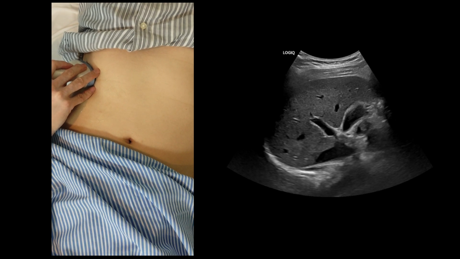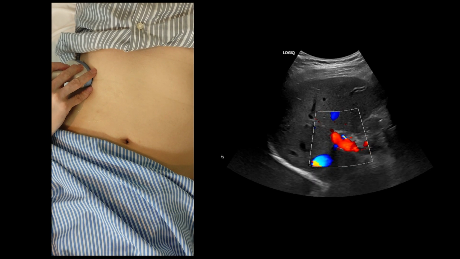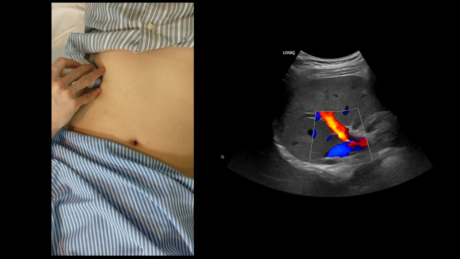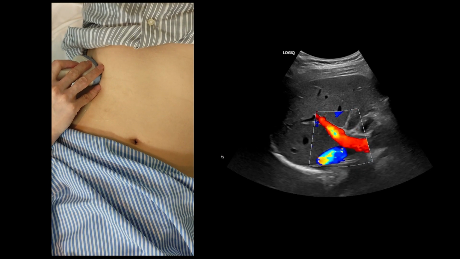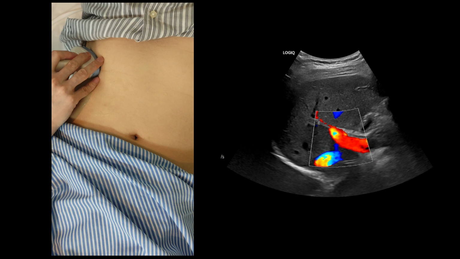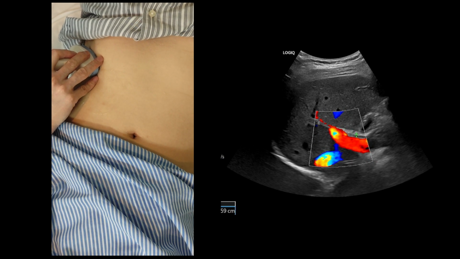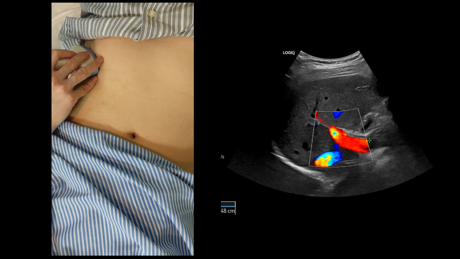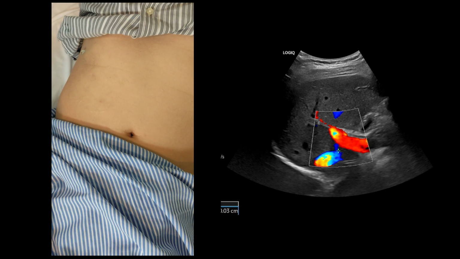the color flow and sweep it medially and laterally. The CBD will be devoid of blood flow within. So this is how we scan a CBD.